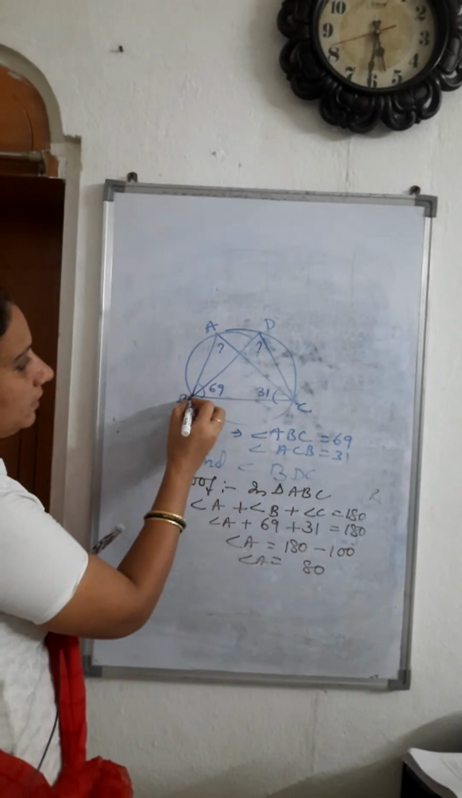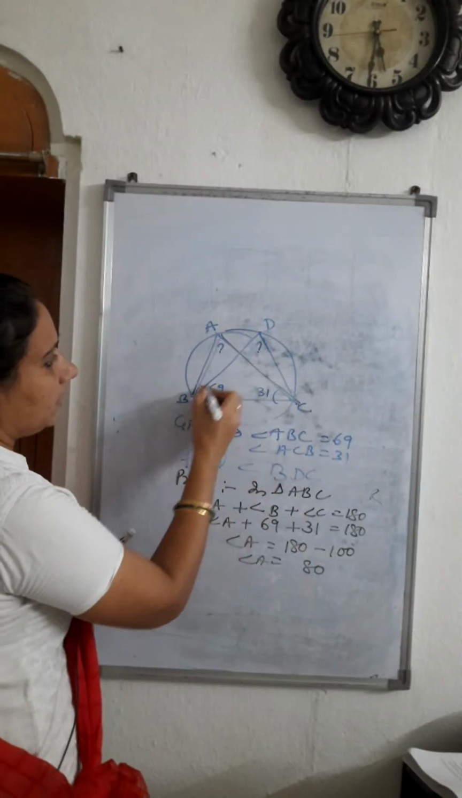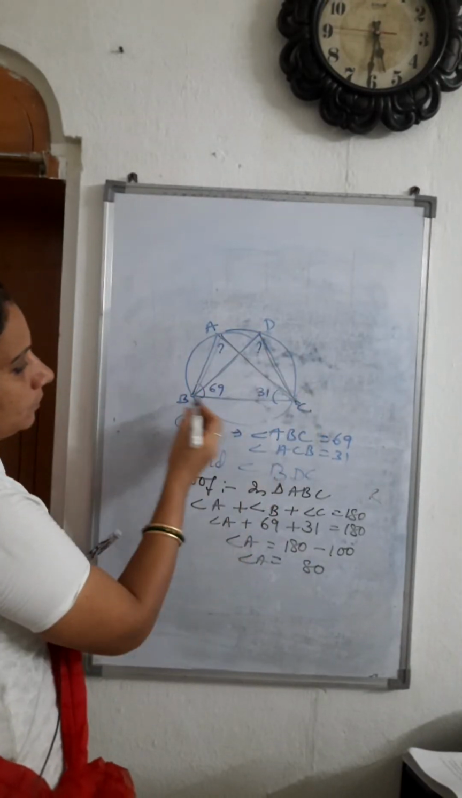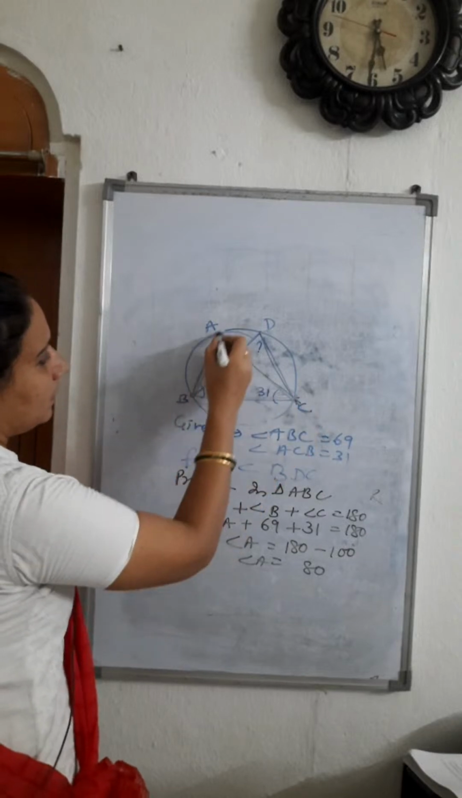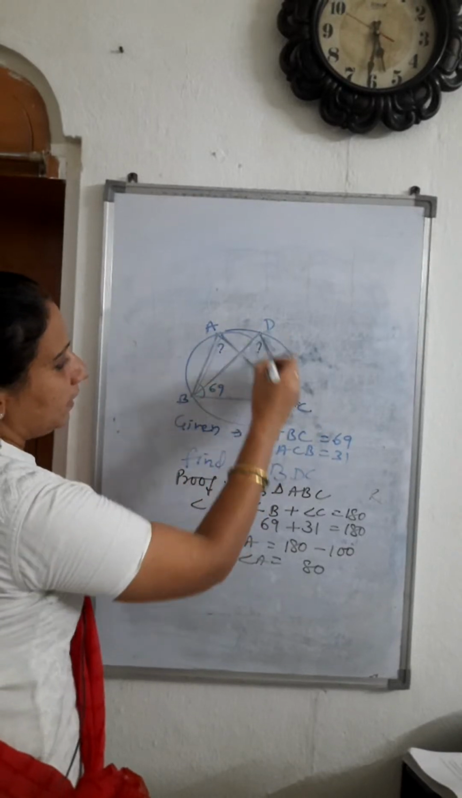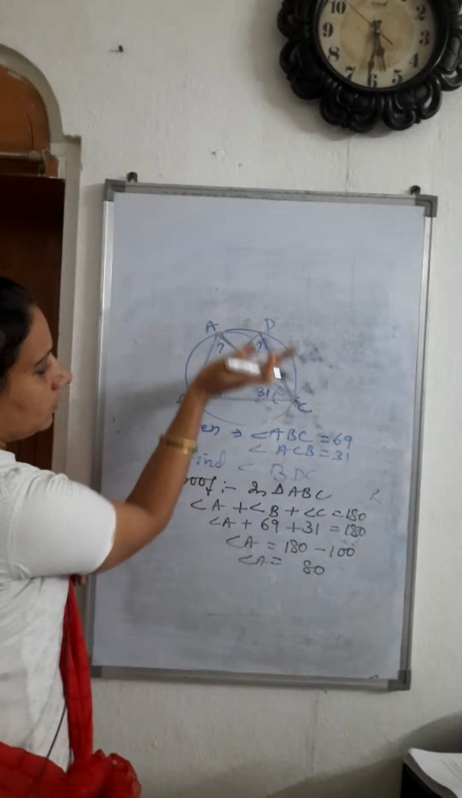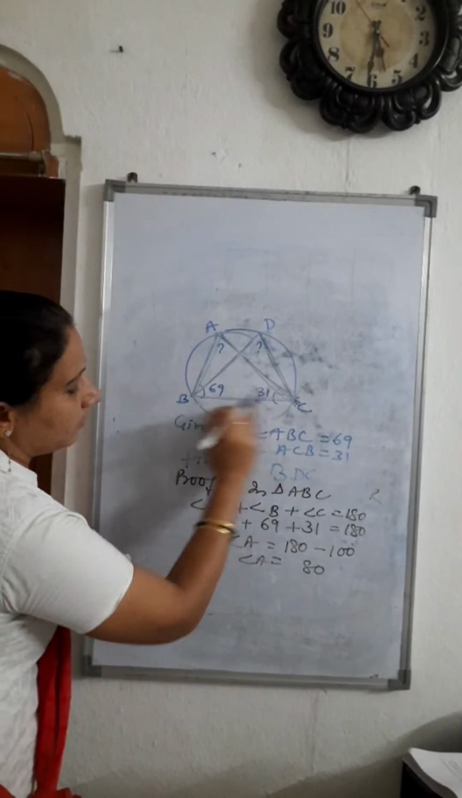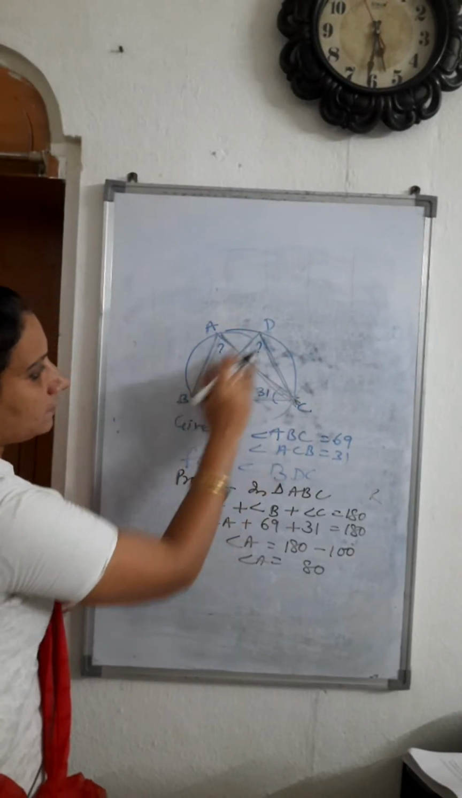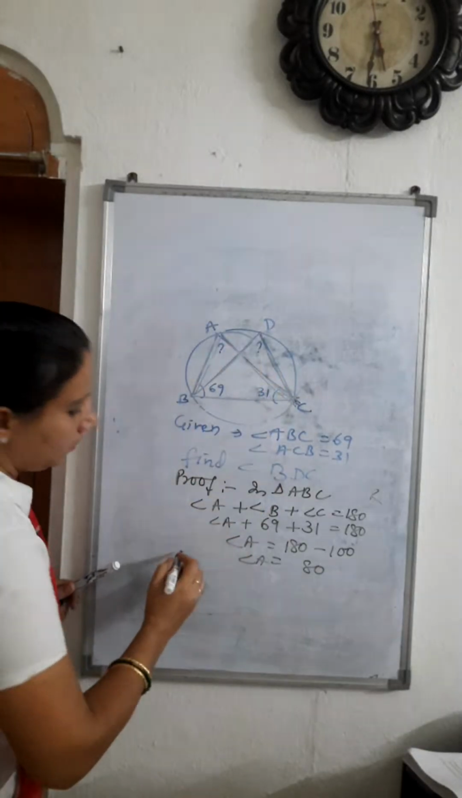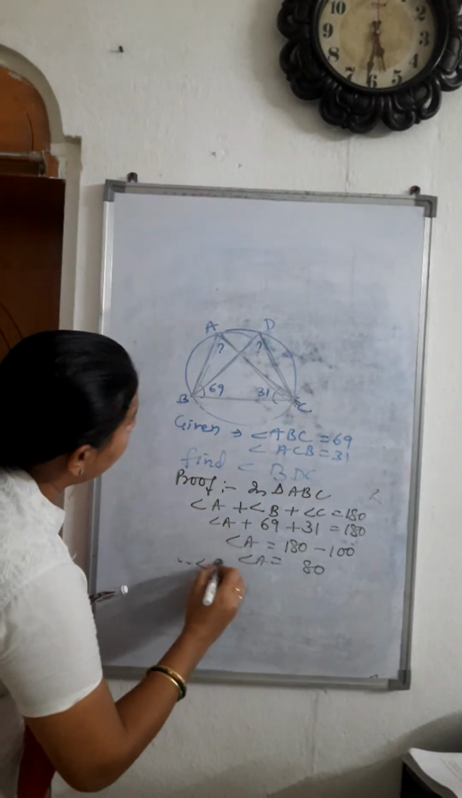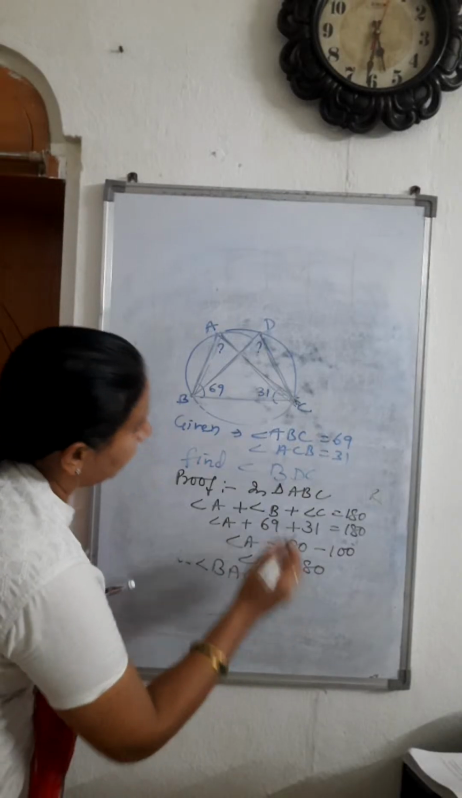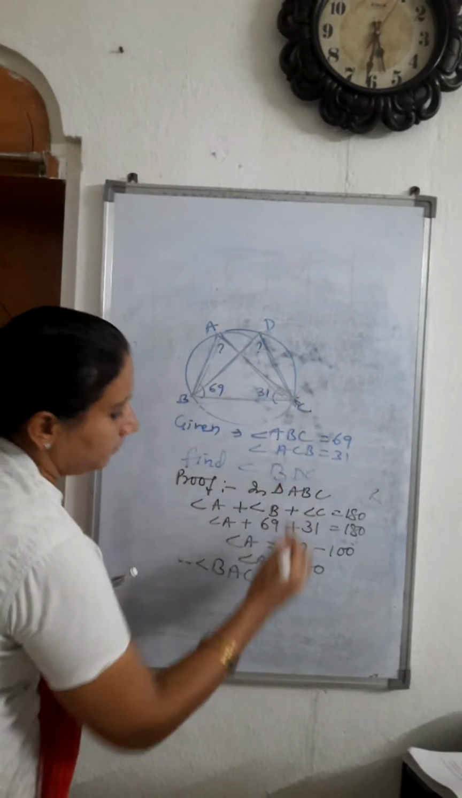Now you can see that both the angles start and end at the same points. If on the same chord angles start and end, we call them angles of the same segment. They are on the same segment. On the same segment, these two angles are there, so they will be equal. Therefore, angle BAC will be equal to angle BDC.